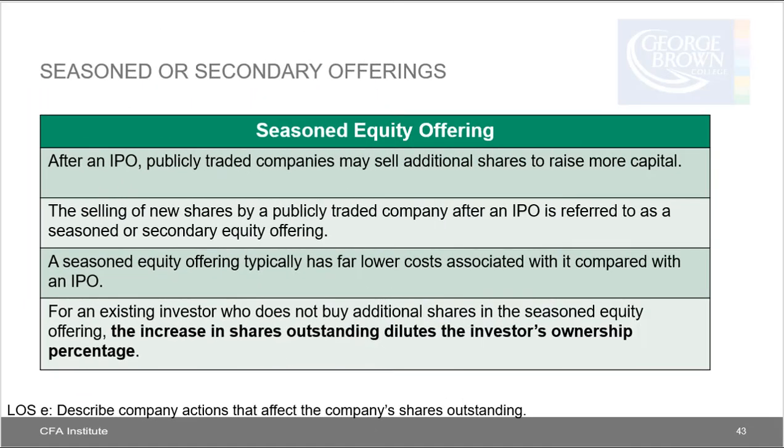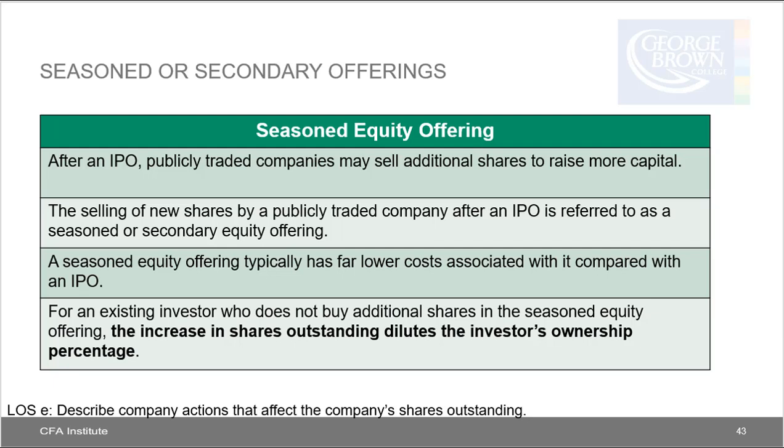Okay. Now we're moving on to seasoned or secondary offerings. After an IPO, publicly traded companies may sell additional shares to raise more capital. The selling of new shares by a publicly traded company after an IPO is referred to as a seasoned or secondary equity offering. So again, we're looking at the language here. We're learning the language of equities. A seasoned equity offering typically has far lower costs associated with it compared to the IPO.